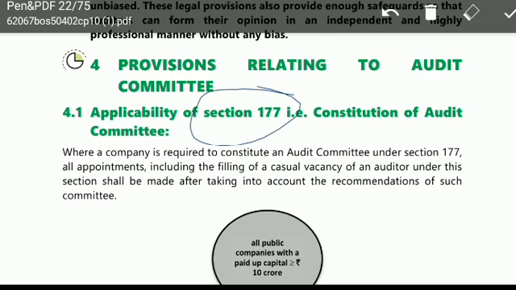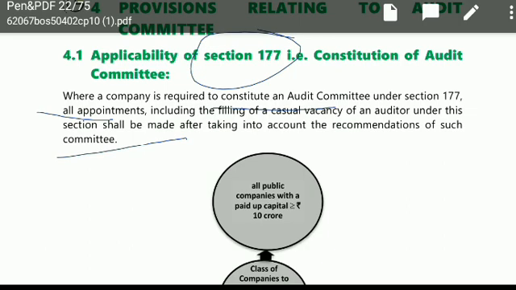So where a company is required to constitute an audit committee under section number 177, all appointments including filling of casual vacancy under this section shall be made after taking into account the recommendations of such committee. Now in this para they are saying that wherever in a company there is an audit committee, the first recommendation will be from the audit committee. The audit committee will recommend for the filling of casual vacancy also, and for the manner of rotation also.